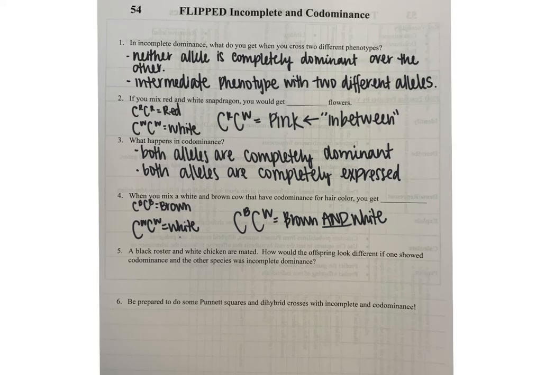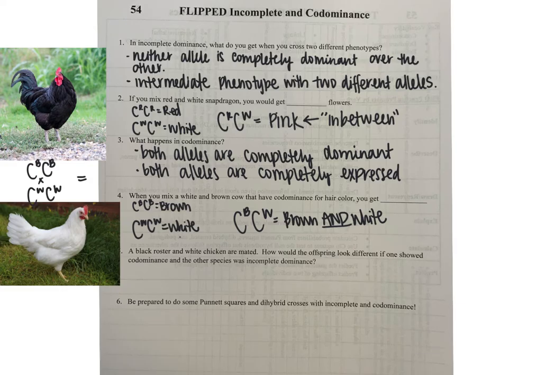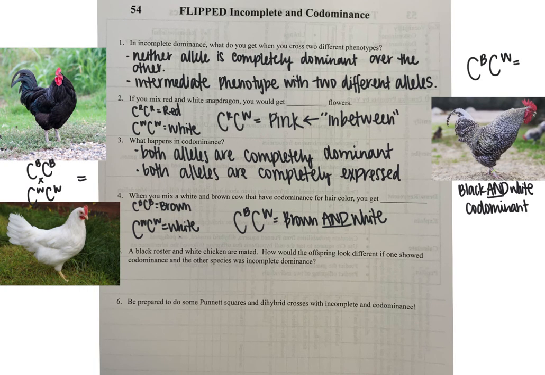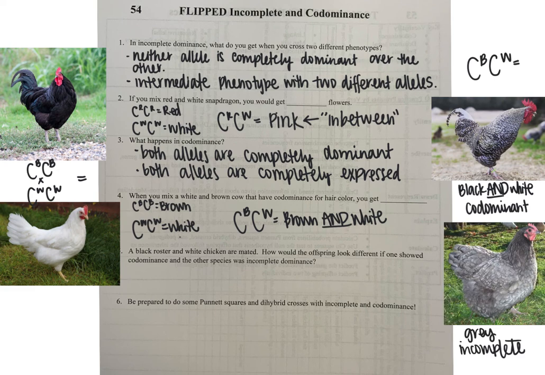Now, number 5 is asking if you have a black rooster and a white chicken that mate, how would the offspring look different in the case of that trait being a codominant trait, or if the trait expresses incomplete dominance? So, in the case of codominance, you would see both black and white feathers. We call these freckled hens. In the case of incomplete dominance, you would see an intermediate phenotype. So not black, not white, but in between, which would be like gray.